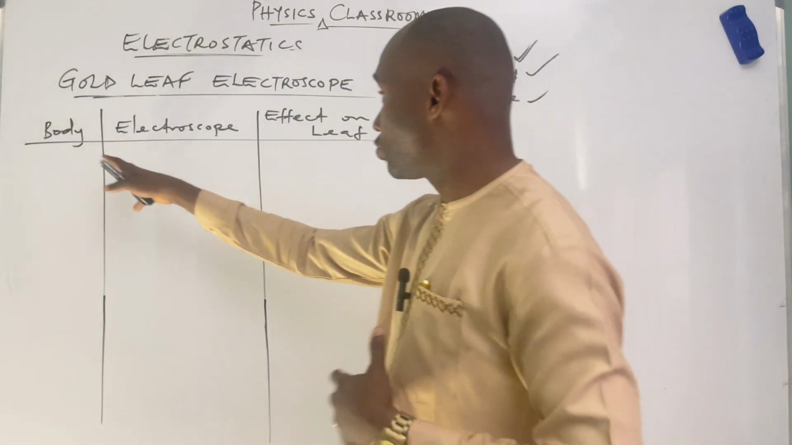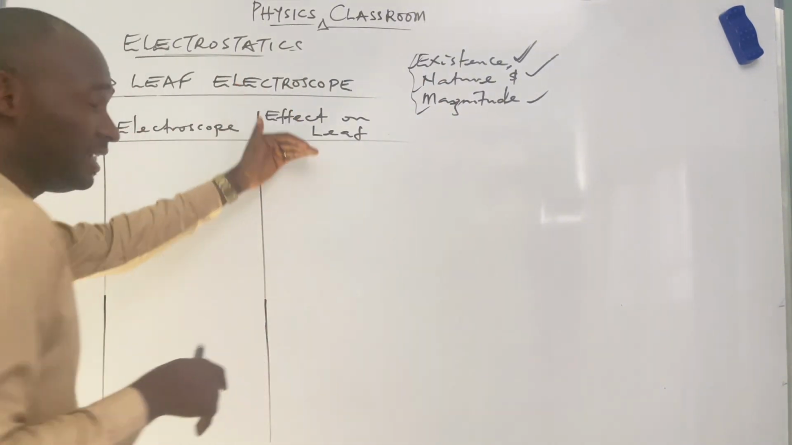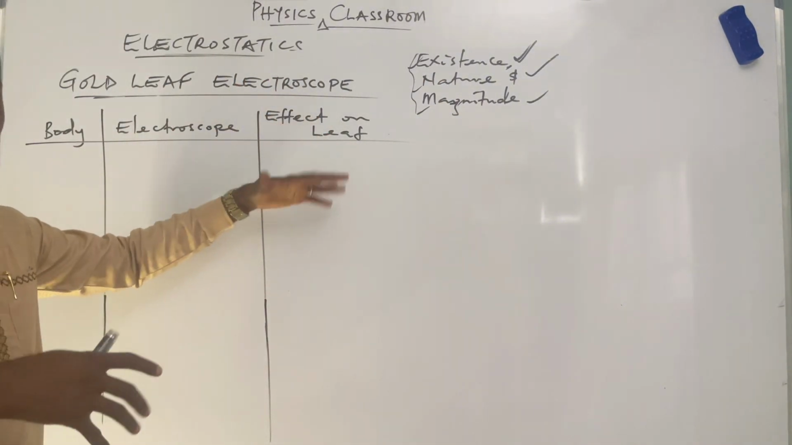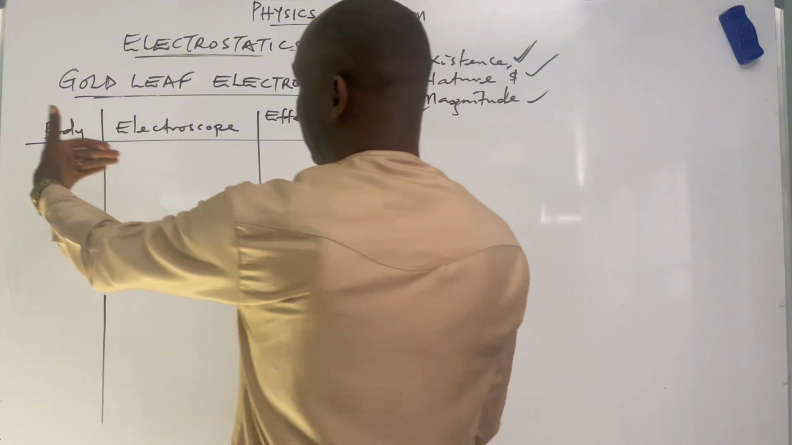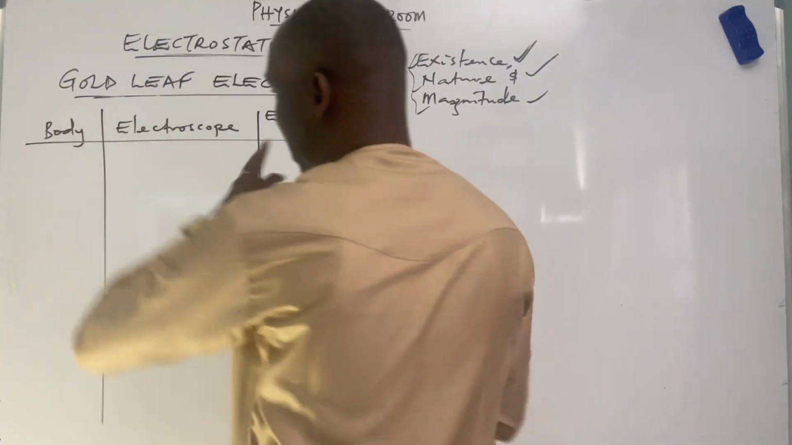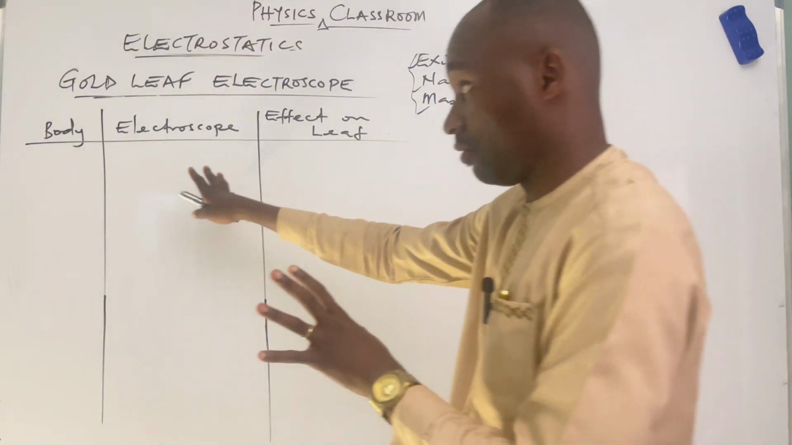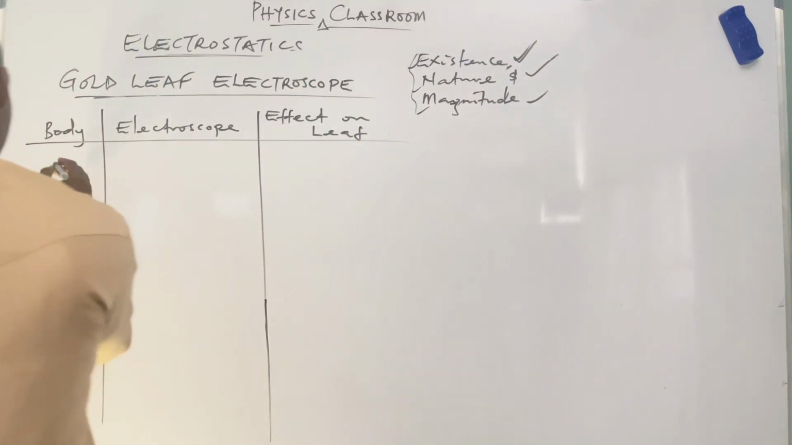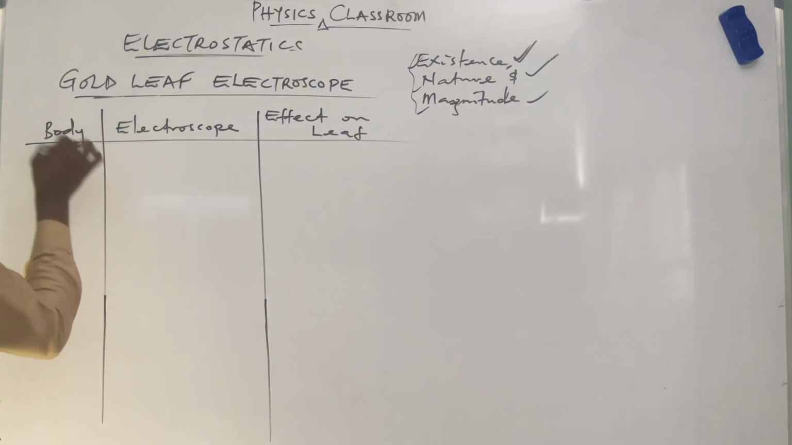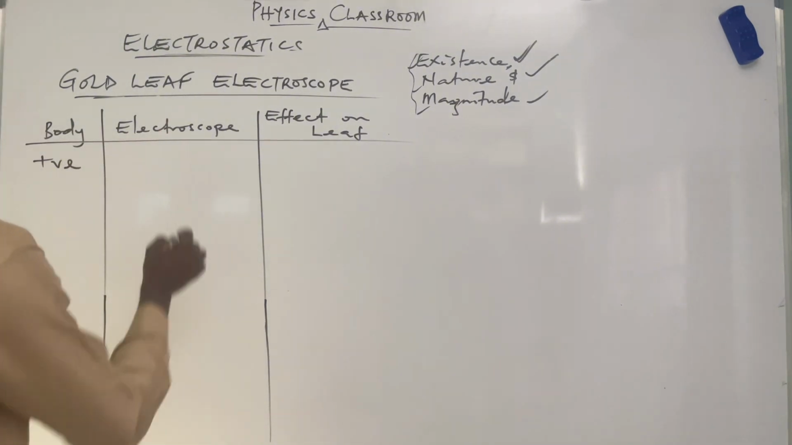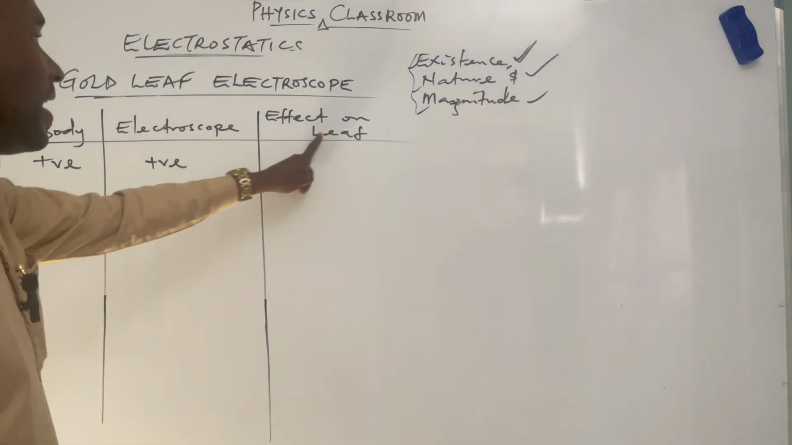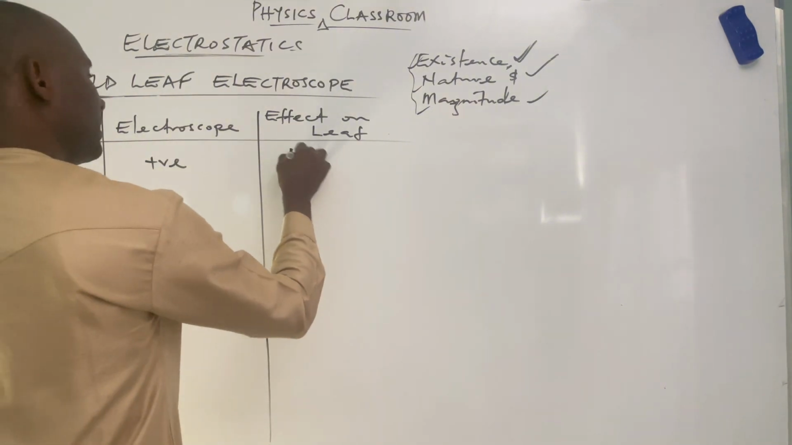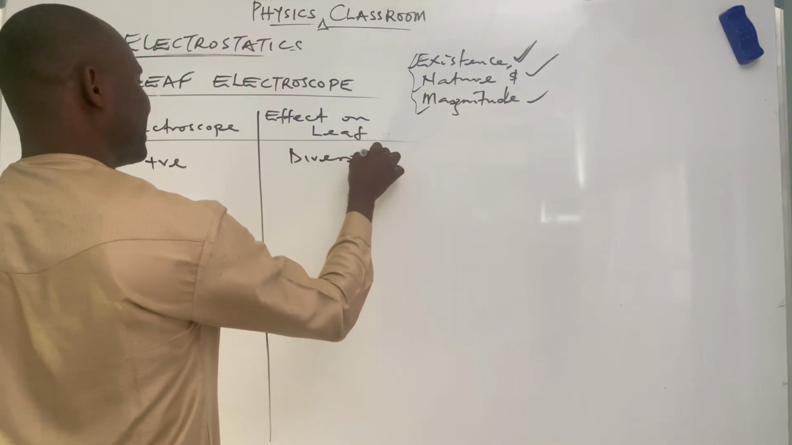So I will use this table to explain the effect on the leaf, that is the gold leaf, in the gold leaf electroscope, when a body is being brought closer to the electroscope. A charged body, of course. So if the charged body is positively charged and the electroscope is positively charged as well, the effect on the leaf will be divergence.